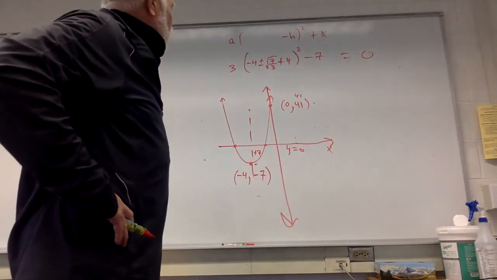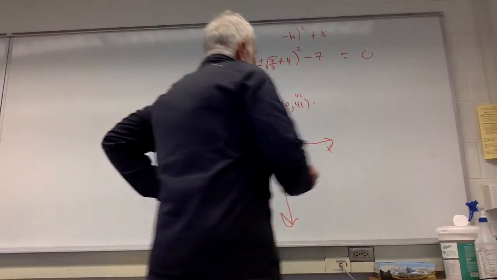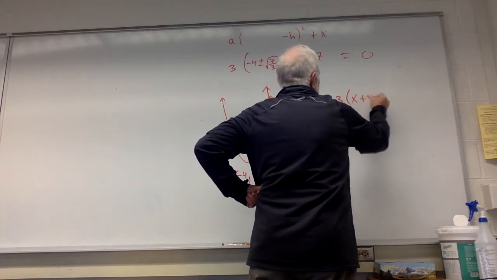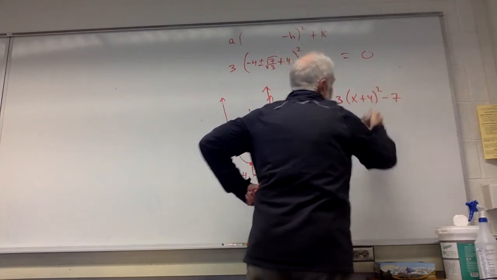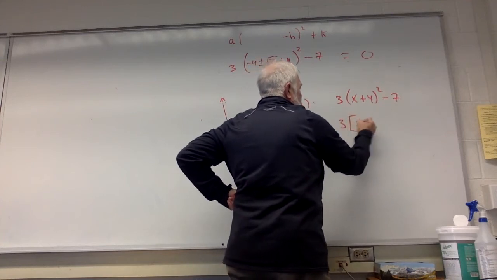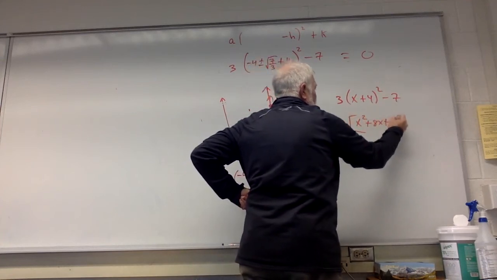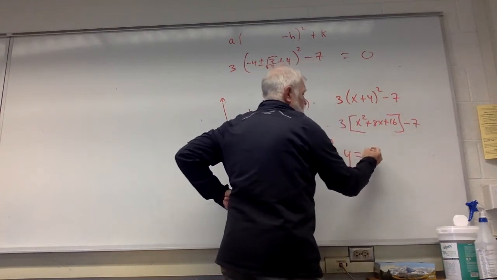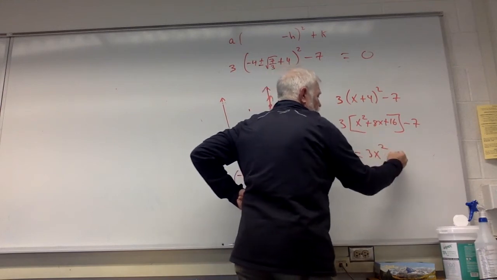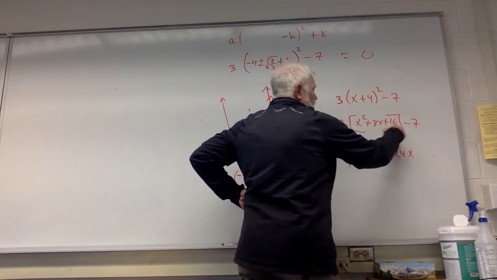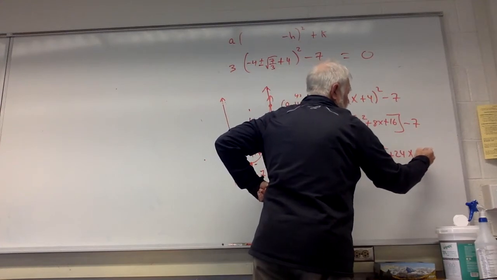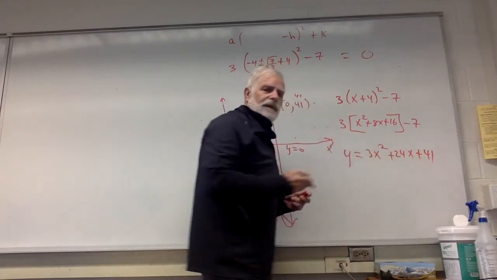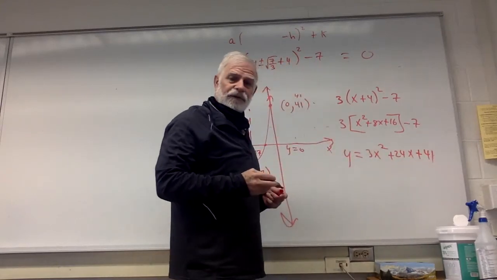So what do we have here? We have 3 times x plus 4, was it? Squared, yeah, -7. And we're going to expand that right now. 3 times x squared plus 8x plus 16. I hope you're following because we practice this now, right? And so what was your function? Your function was y equals 3x squared plus 24x plus 41. Oh yeah, that was the y-intercept when you put a 0 in. Very nice. So now we're going to put that in graphing form.